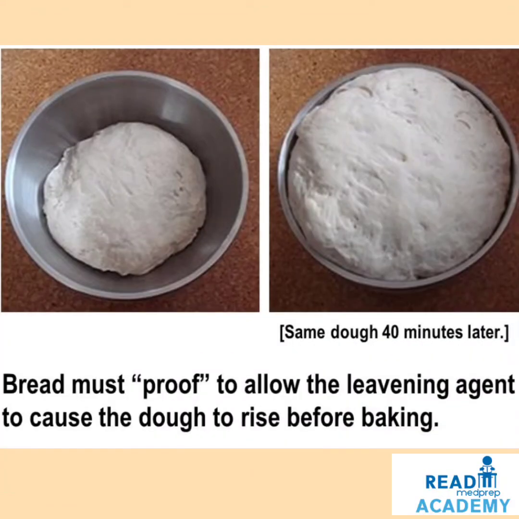In this image you can see on the left side a dough is prepared and is placed in the vessel and is allowed to leaven. After 40 minutes you can see the change where the leavening occurs and increases the size of the dough. Bread must proof to allow the leavening agent to cause the dough to rise before baking.